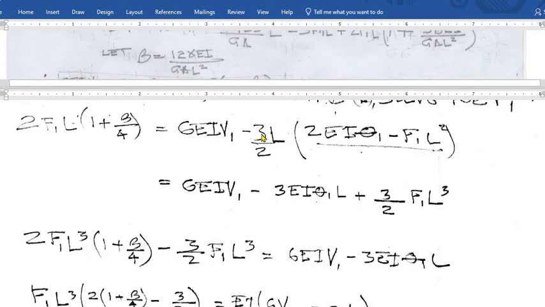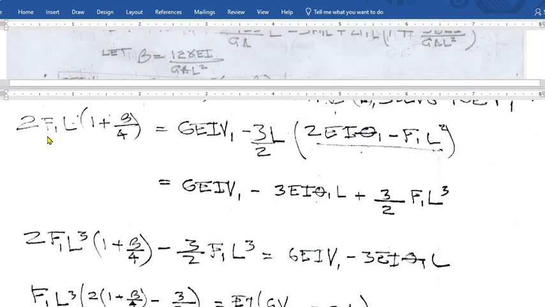So, this 3L all over 2, we distribute here. So, it becomes 3EI theta 1 times L plus 3 halves F1 L cubed. Why did it become plus? This is negative times negative. And then, all the unknowns connected to V1 and theta 1, we isolate them. All the variables V1 and theta 1, we put on the right. And then the rest on the left.